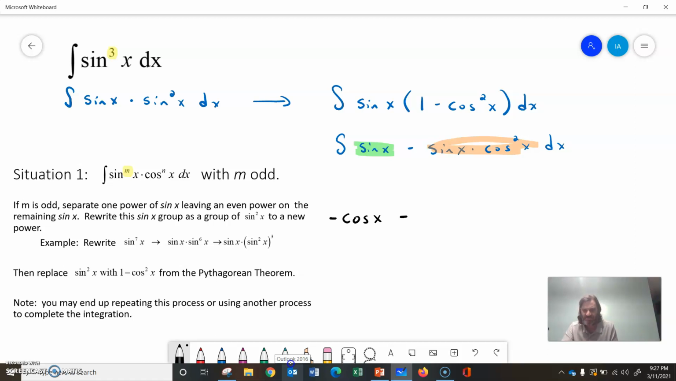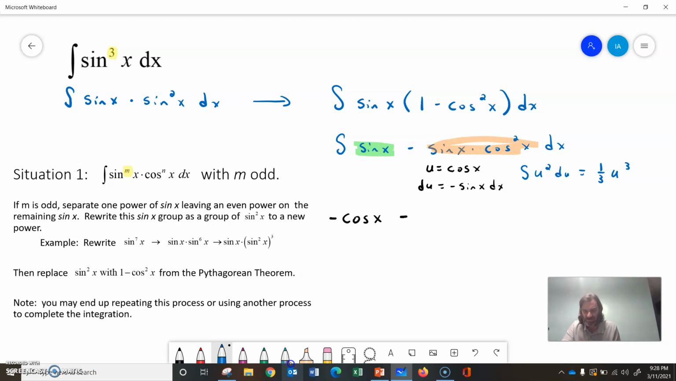But that's a u substitution. We can let u equal the cosine of x, then du will be negative sine x dx. So we're actually going to capture this negative over here. So when we do the u substitution, we'll have the integral of u squared du, because the negative sine dx will be replaced with du, and the cosine will be replaced with u. So that would give me 1/3 u cubed.